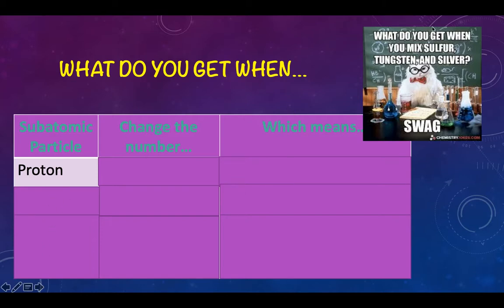While you're doing that, let me show you this amazing chemistry cat joke. What do you get when you mix sulfur, tungsten, and silver? Well, if you look at your periodic table, the symbol for sulfur is S. The symbol for tungsten is W, because it's from a different name for this element called wolfram. And then the symbol for silver is Ag. So what do you get when you mix sulfur, tungsten, and silver? You get swag. Ha ha ha. See, this is a joke that's funny to you now because you know a little bit more about the periodic table. Okay, back to this.